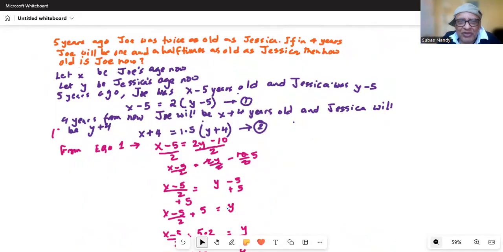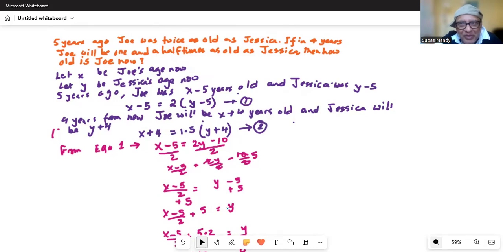The second sentence says that in 4 years Joe will be 1.5 times as old as Jessica. 4 years hence means moving forward by 4 years. In that time, Joe's age will be x plus 4, which is 1.5 times (y plus 4). Then we utilize equation 1, which comes from the first relationship. What do we do here? We solve for y in terms of x and do the algebra correctly. The basic thing we have to do is keep the denominator the same. So from equation 1 you will get x minus 5 equal to 2y minus 10.